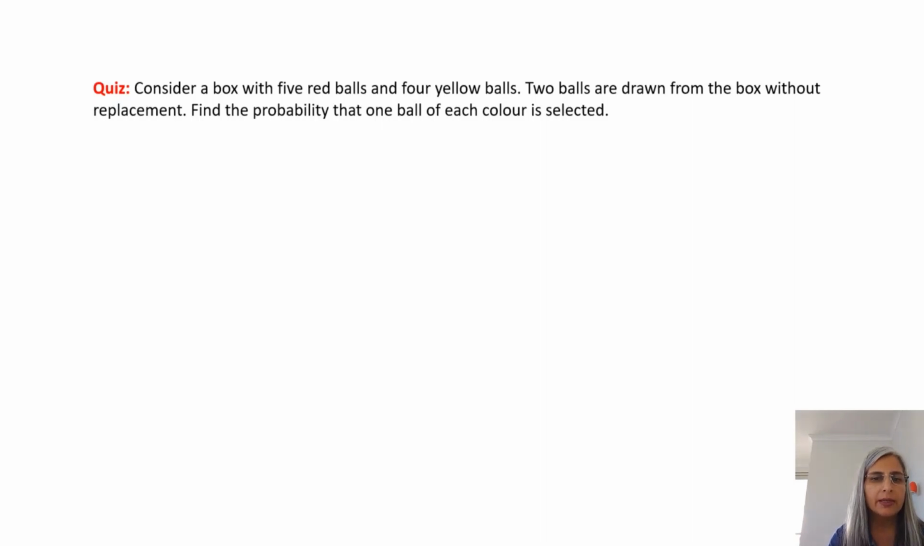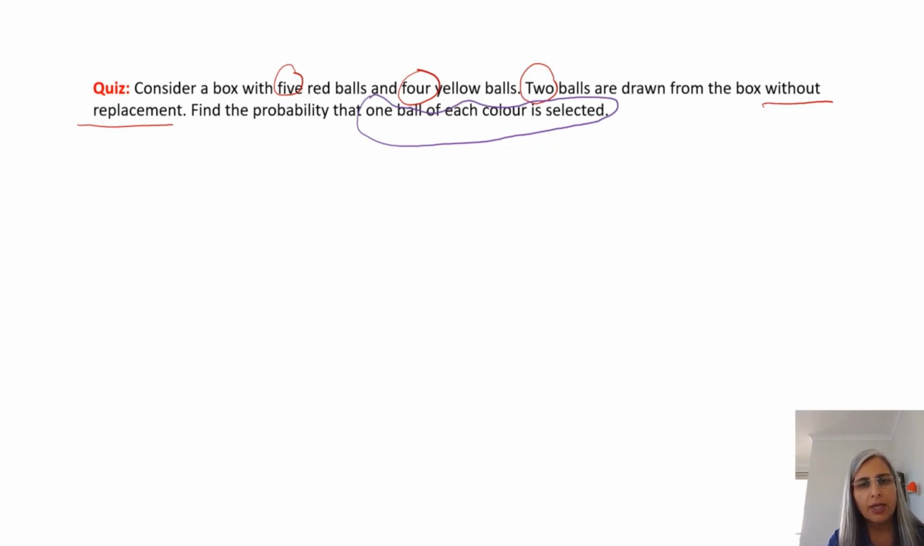Now there's a quiz for you. It's a bit harder than an exercise. You are not given any numbers. You are not given the tree diagram. You have to do everything from scratch. So the strategy is that you start reading the phrase. Consider a box with 5 red balls and 4 yellow balls, and just mark all the numbers. 2 balls are drawn from the box without replacement. Underline all the important text as well. Find the probability that one ball of each color is selected. So this is the requirement. I leave it to you. Make the tree diagram, and then the first row and the second row, all the probabilities, and then answer the questions. I hope you can do that.